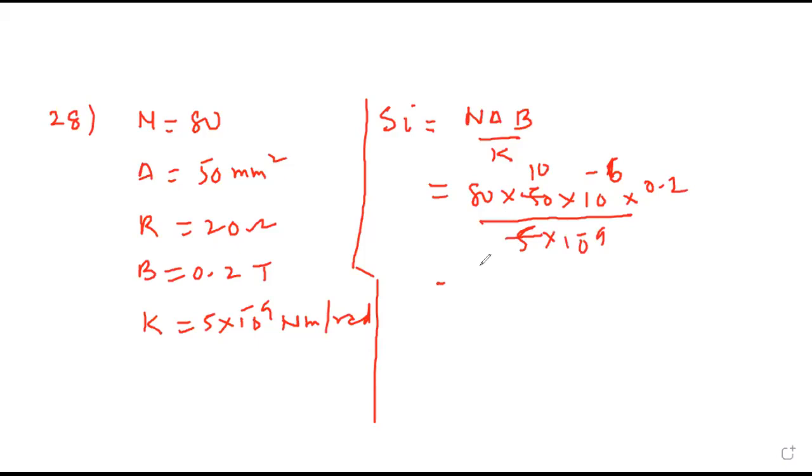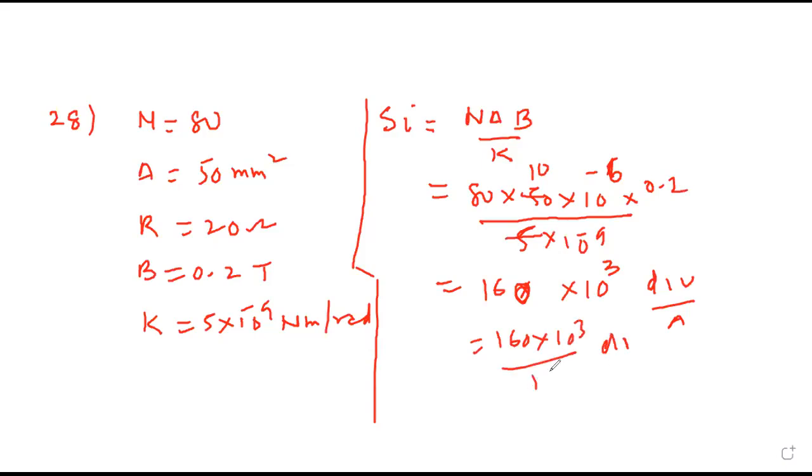Okay. So we get 8 into 2, 16 into 10 raised to, 800 into 0.2 is 160, into 10 raised to plus 3 division per ampere. Now 1 ampere is nothing but 10 raised to 3 milliampere. So we get 160 division per milliampere. So B is our correct option. But there is also the answer all of these. So we have to go further to check whether all of these are correct or not.